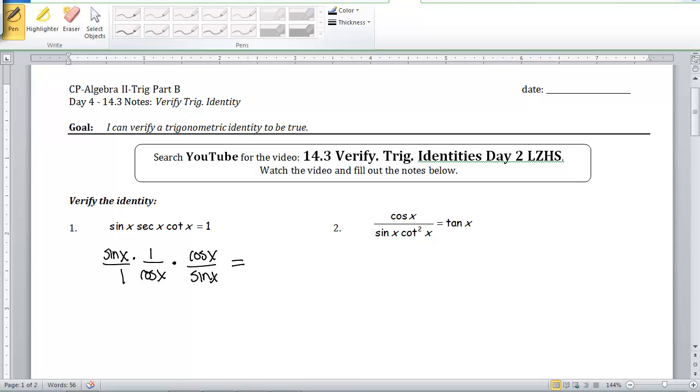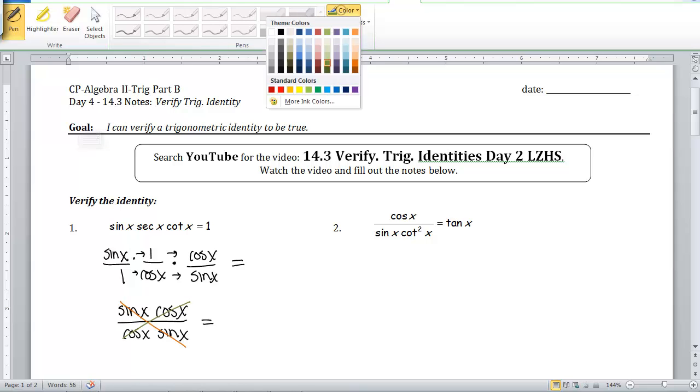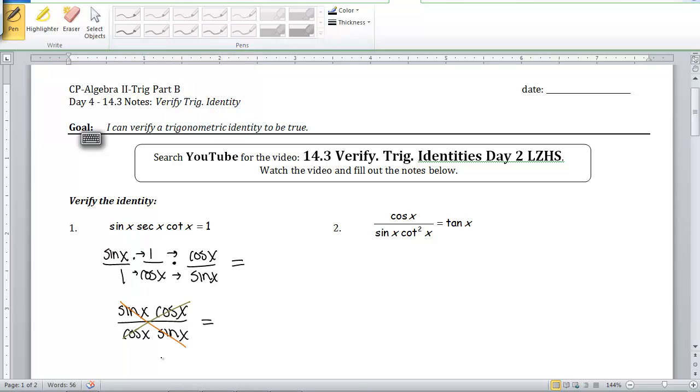If I now look at these and multiply all three of the fractions straight across, I have sine of x times cosine of x divided by cosine of x times sine of x. I notice that since there's multiplication in the numerator and in the denominator, the sines that are in common can cancel out, and the cosines that are in common can cancel out. And anything divided by itself is a value of 1. And so therefore, 1 equals 1, which is what we are trying to get.